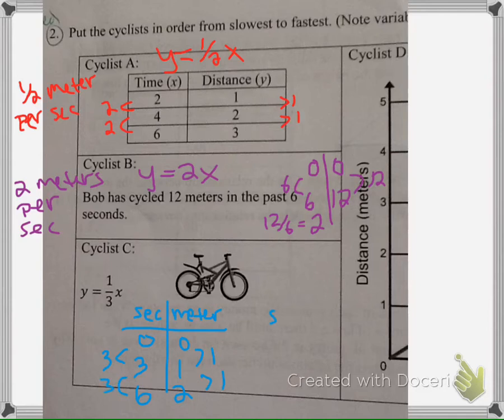Or, let me write another one over here. You could have made the y go up by 1/3 each time. So at 0, 0, and at 1 he's at 1/3, and at 2 he's at 2/3, and at 3 he'd finally get 1 meter. So cyclist C can go 1/3 meter per second.